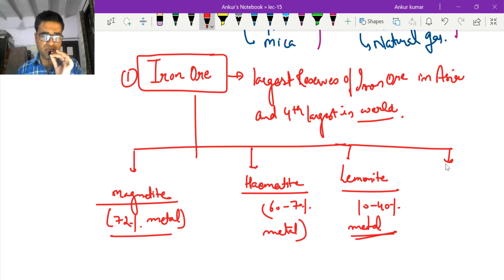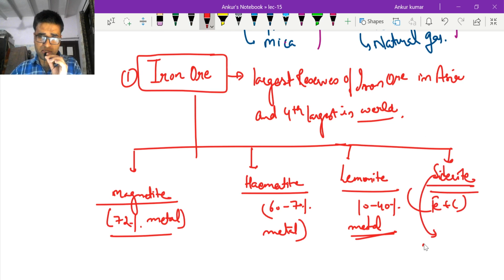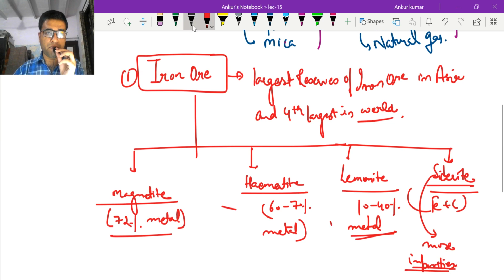Although we have a fourth category as well, that is siderite, but it is more or less a mixture of iron and carbon. It has more impurities. This is a brief about the different qualities of iron ore which are found in India.